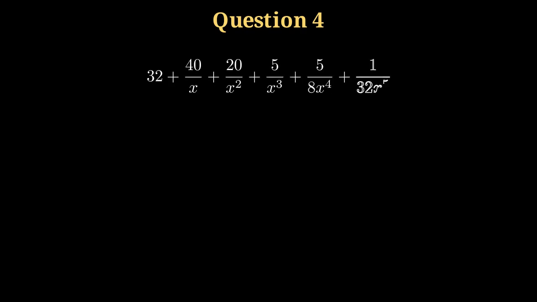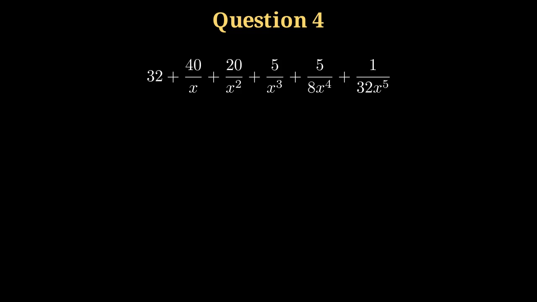Simplifying every term gives 32 + 40/x + 20/x^2 + 5/x^3 + 5/(8x^4) + 1/(32x^5).